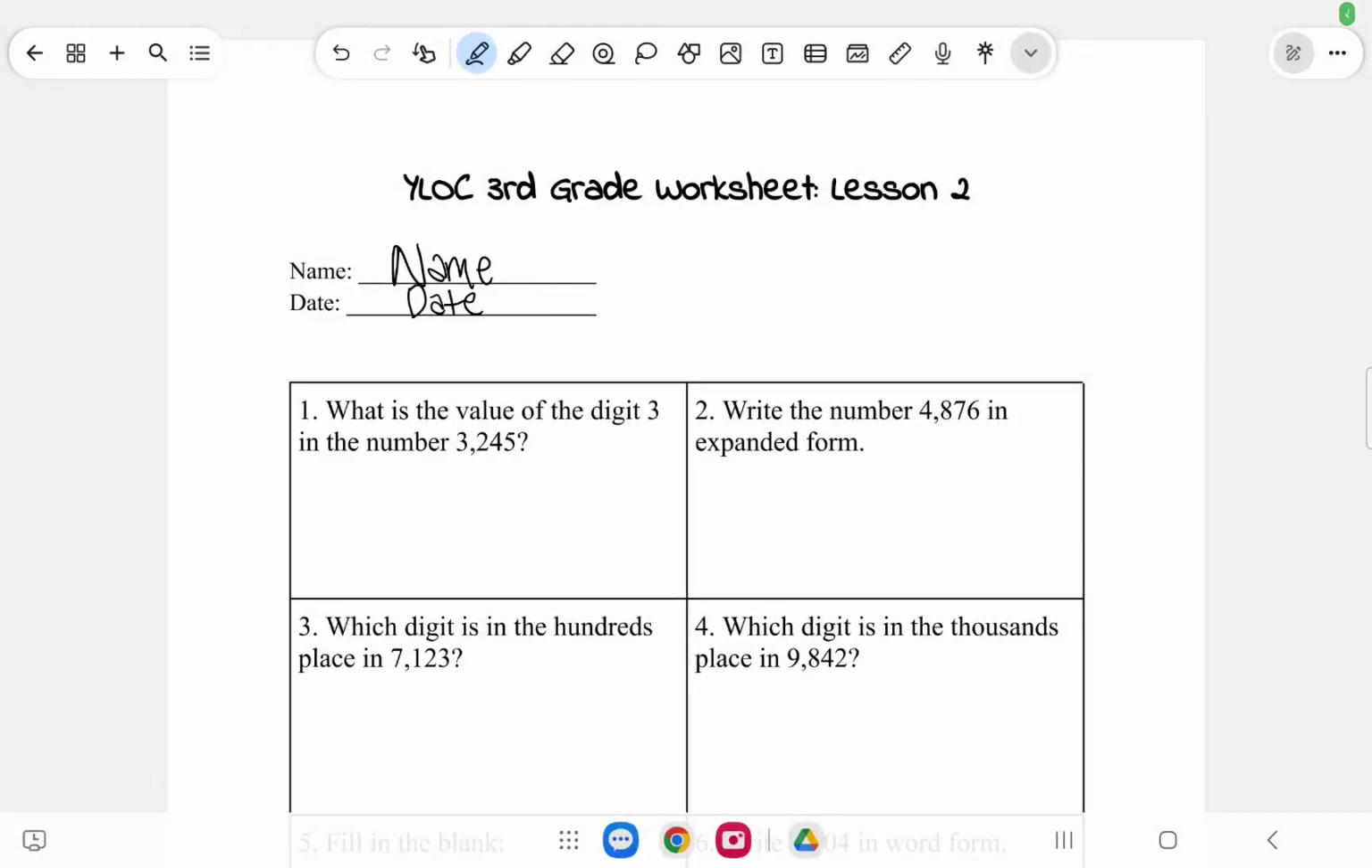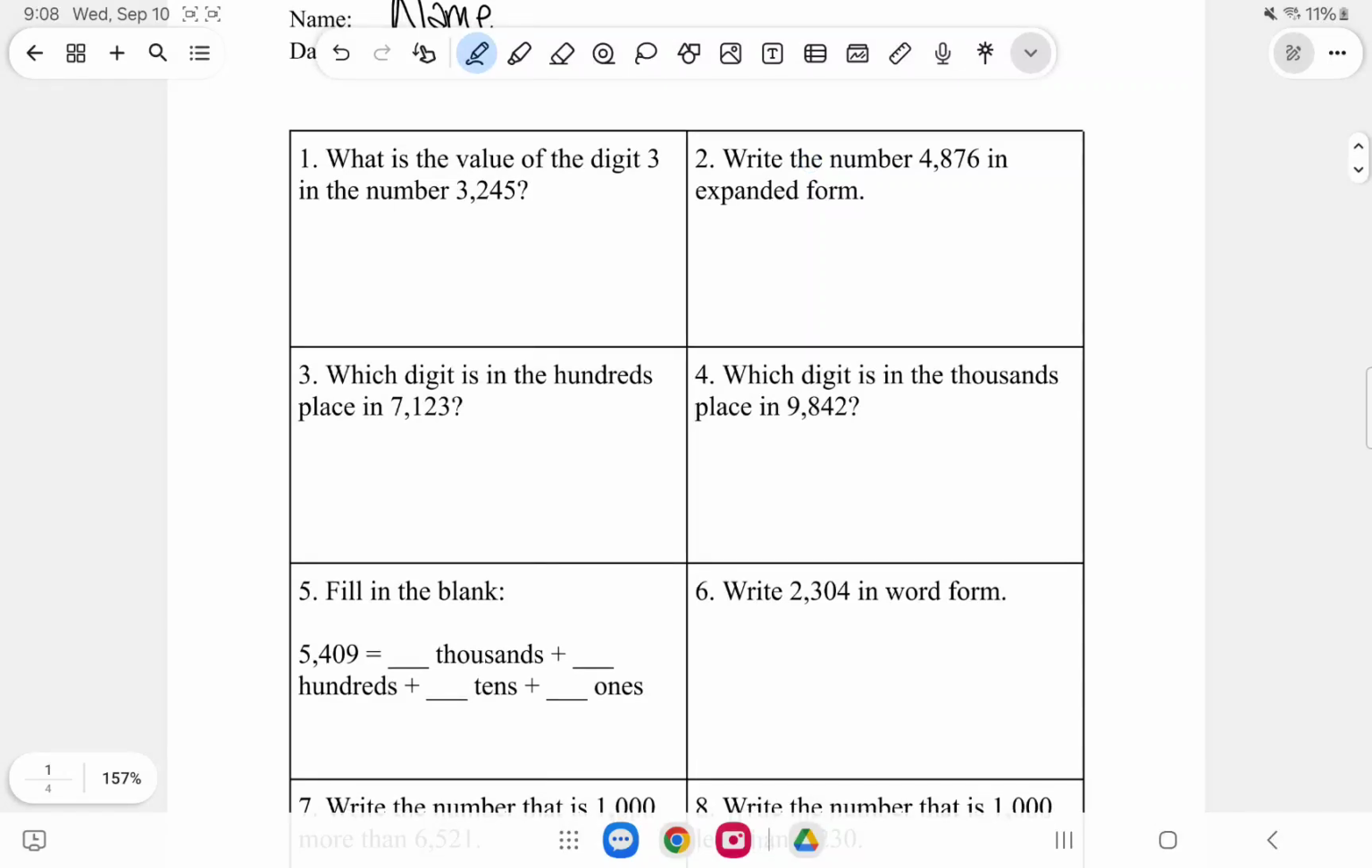Hi, this is third grade worksheet lesson 2. So number 1 says, what is the value of the digit 3 in the number 3245? So we see that the 3 is right here and there are 4 digits. So it would be 3000.